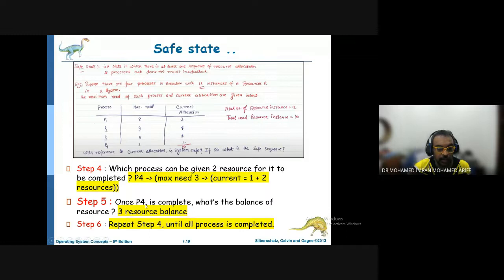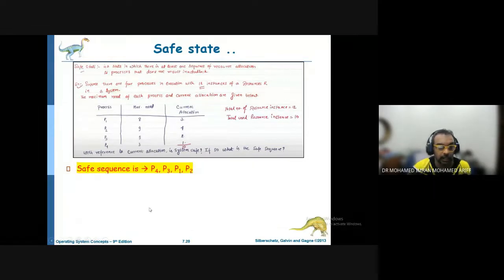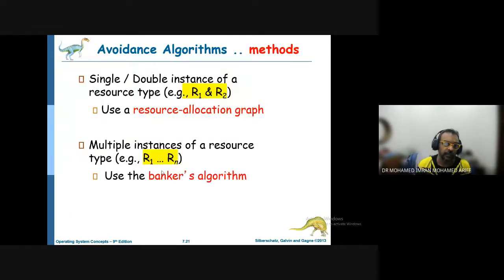So once P4 is complete, what's the balance of the resource? 3 resources balance. Okay, so next dia akan repeat balik step 4 sampai habis. So once it is completed, you get a safe sequence of process 4, process 3, process 1, and process 2. Okay, get all those.